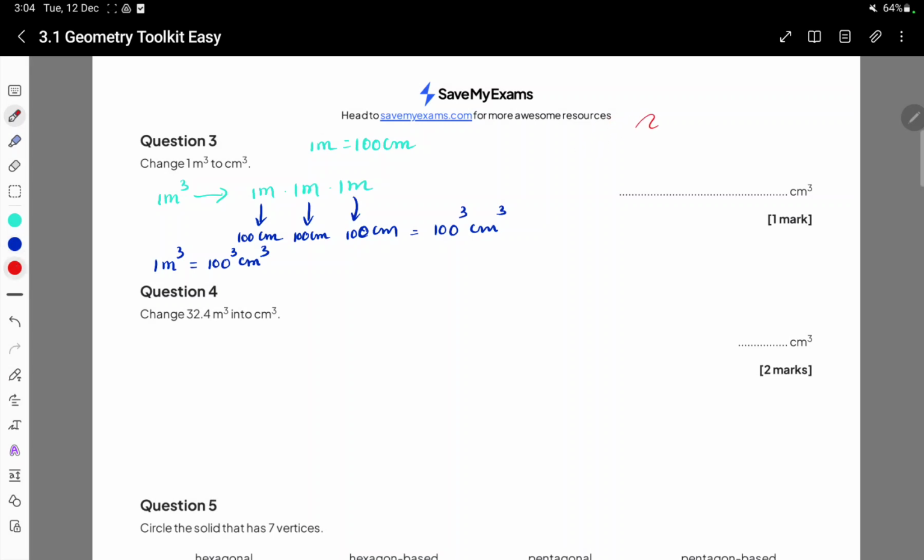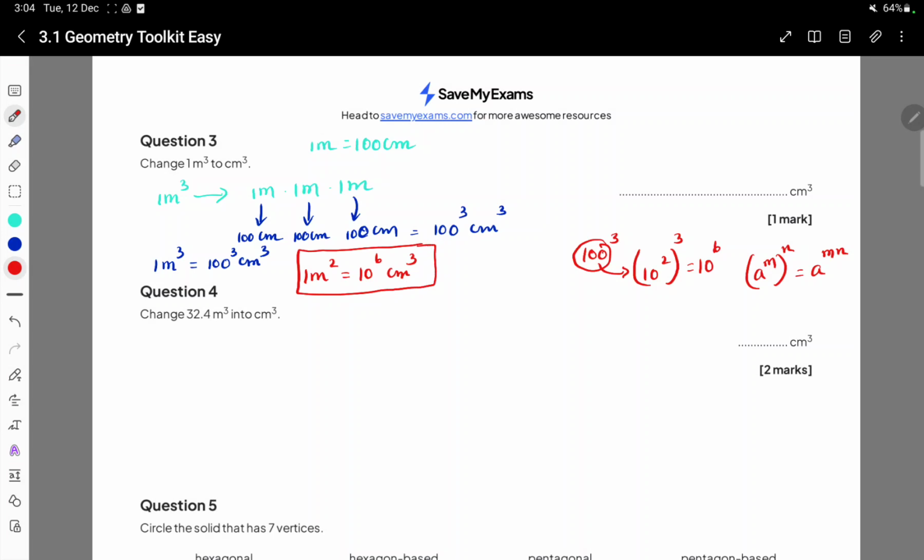Now this 100 we can write as 10 square, and the whole power 3 is there. If we have a power m, the whole power n, we just multiply the powers: a power mn. So 3 into 2 is 6, so 10 power 6. I can write 1 meter cube equals 10 power 6 centimeter cube. 10 power 6 means 6 zeros I have to write: 1, 2, 3, 4, 5, 6. So this will be the answer.